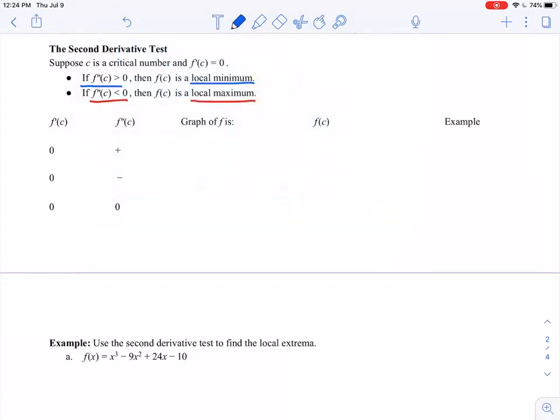So we can draw out a few cases here. Notice in all of these cases, again, the first derivative at c has to be 0. This will not work if your first derivative is undefined at c. If f double prime of c is positive, what do we know about the graph? Well, the second derivative is positive, so that tells us that the graph of f is concave up. So that must mean that f of c is a minimum.